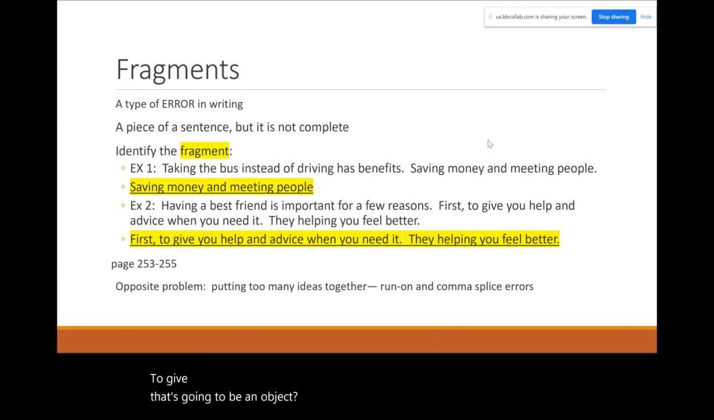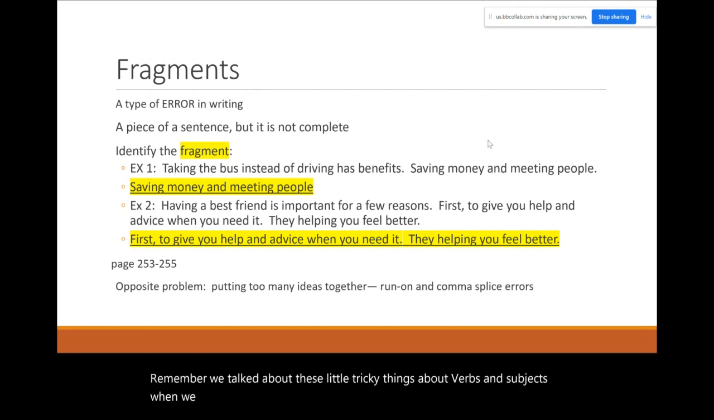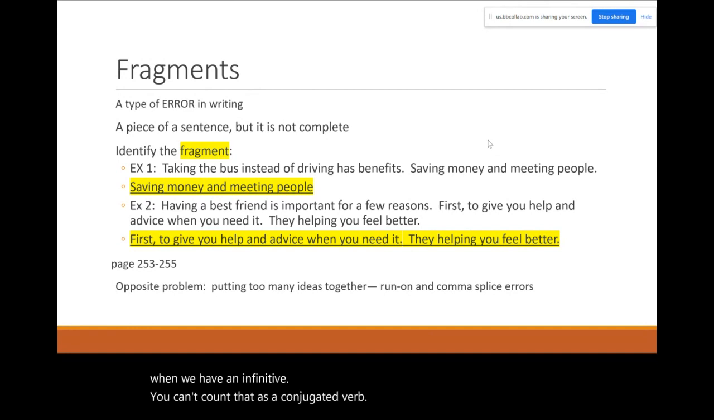For example, if I say, I want to give you help, what's the subject? I. What's the verb? Want. Okay? So remember we talked about these little tricky things about verbs and subjects. When we have an infinitive, you can't count that as a conjugated verb, and you're not going to have a subject right after it.